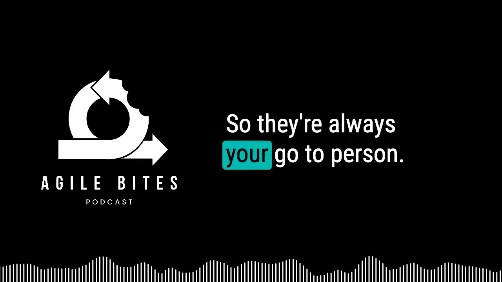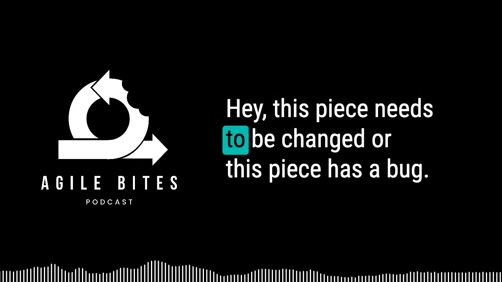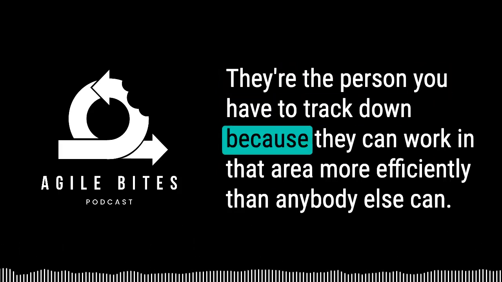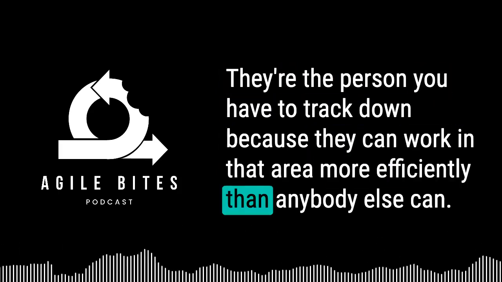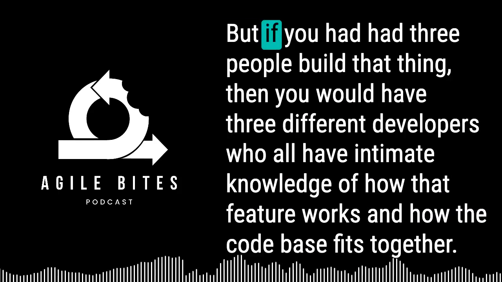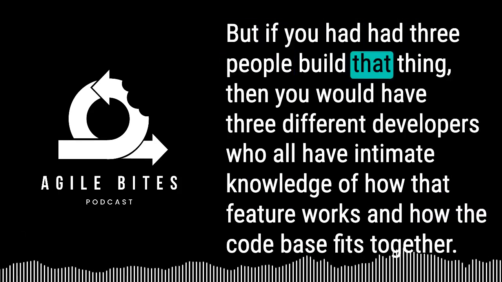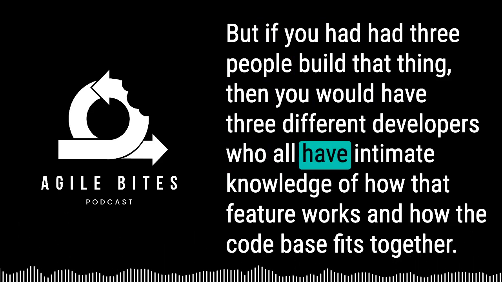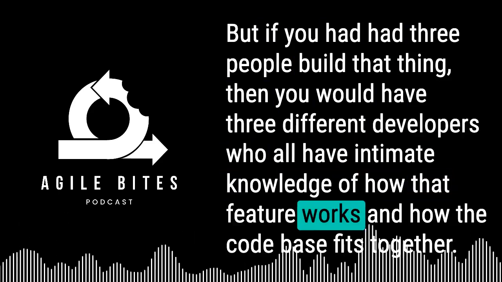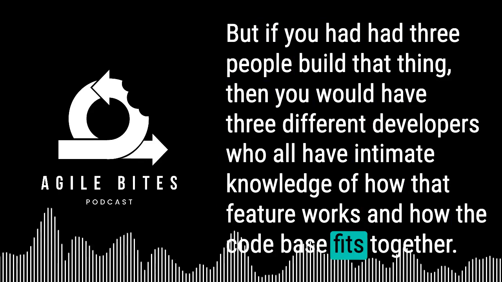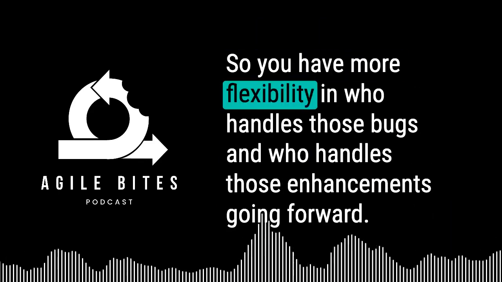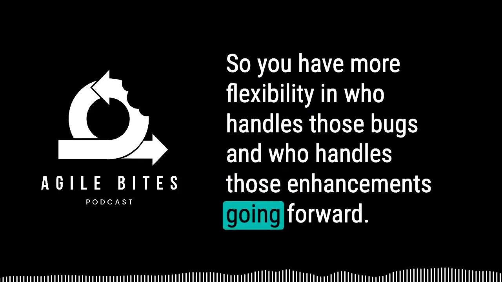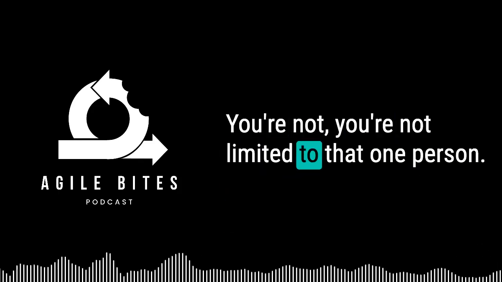So they're always your go-to person. Hey, this piece needs to be changed, or this piece has a bug. They're the person you have to track down because they can work in that area more efficiently than anybody else can. But if you had had 3 people build that thing, then you would have 3 different developers who all have intimate knowledge of how that feature works and how the code base fits together. So you have more flexibility in who handles those bugs and who handles those enhancements going forward. You're not limited to that one person.